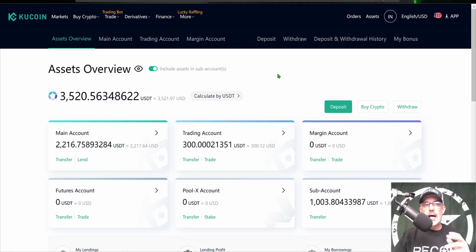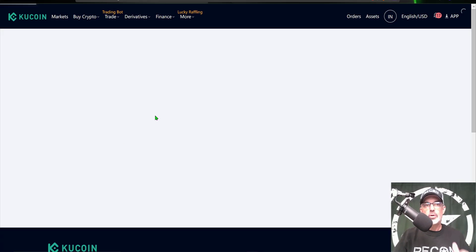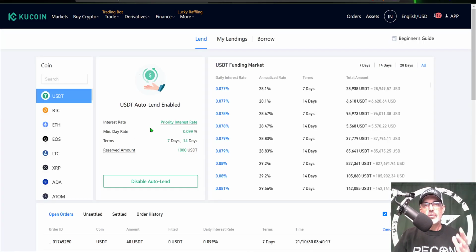So if we jump over here to my KuCoin account, under my main account I can click on lend, and that will take me to the lending program through KuCoin, where you can configure the loans based on your requirements. And if you missed the video where I did that configuration, I will leave a link in the description down below so you can check out how to set up these loans.